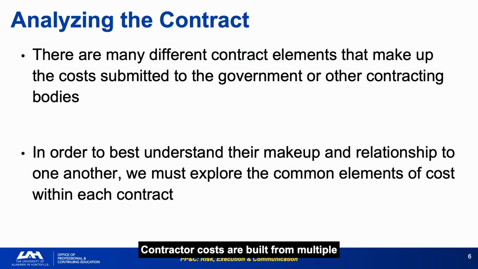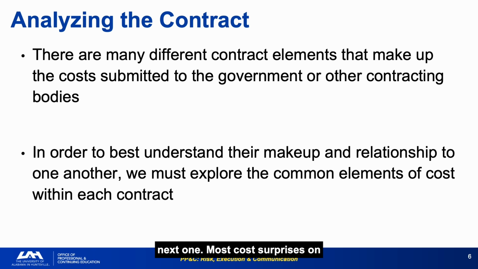Contractor costs are built from multiple elements, and understanding how those elements relate to each other is the prerequisite for catching any variance that actually matters. The phrase common elements of cost is important. These categories exist across virtually all major aerospace contractors, which means that once you learn them on one contract, they transfer directly to the next one.